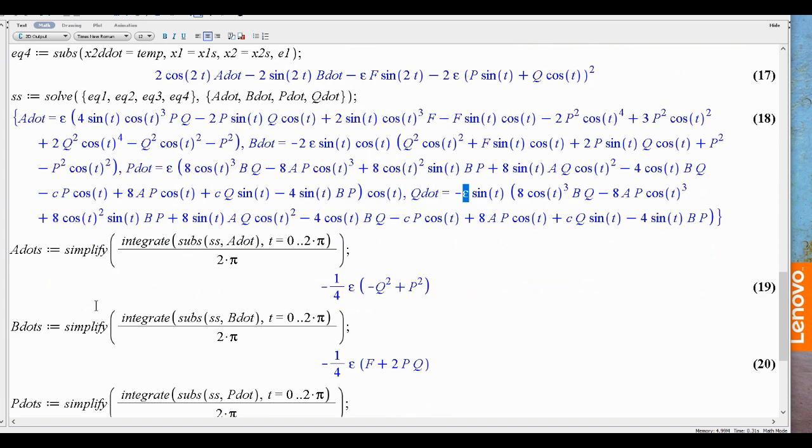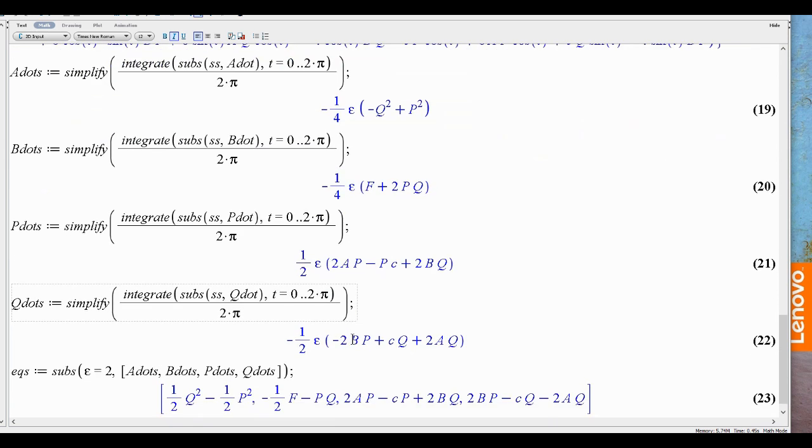Then I will do my averaging. So what I will do is I will substitute that into the expression A dot. There are higher order terms, but it's basically 2 pi is an acceptable period for it. So I'll integrate to 2 pi, divide by 2 pi. This is A dot. Okay. Very good. This is B dot. Similarly, this is P dot.